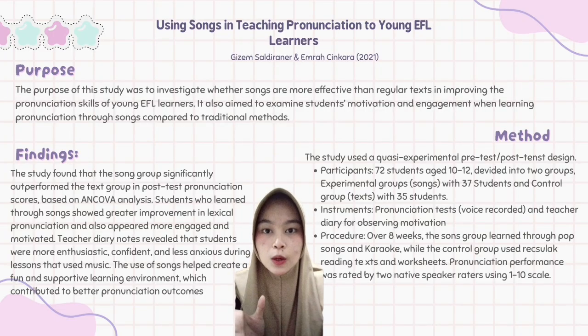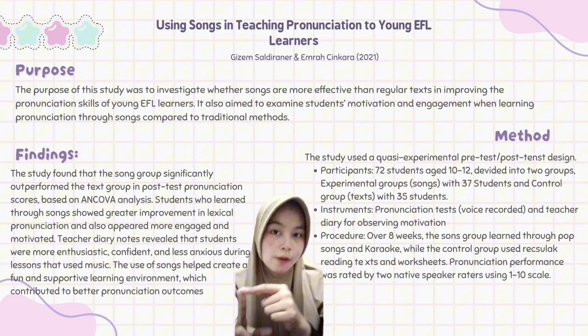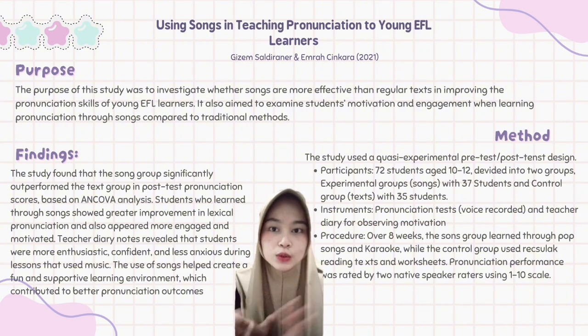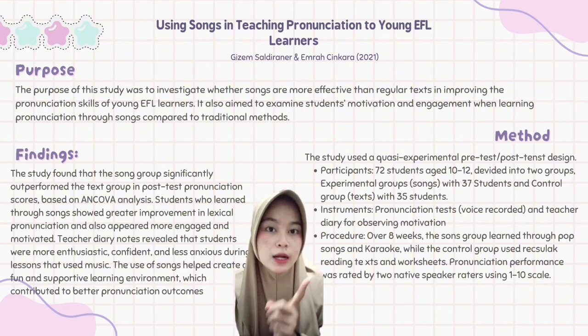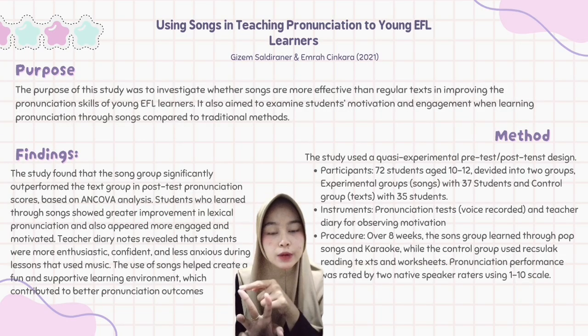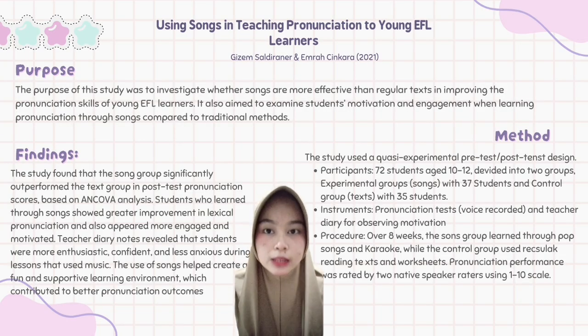Okay, let's move to the method of this article. The researchers used a quasi-experimental design with a pre-test and post-test. There were 72 students, aged 10 to 12, divided into two groups. One group learned pronunciation through pop song and karaoke activities, while the other group used regular reading texts and worksheets.